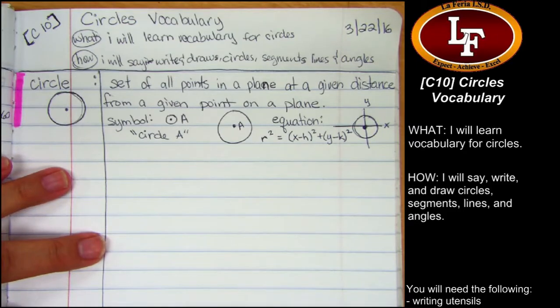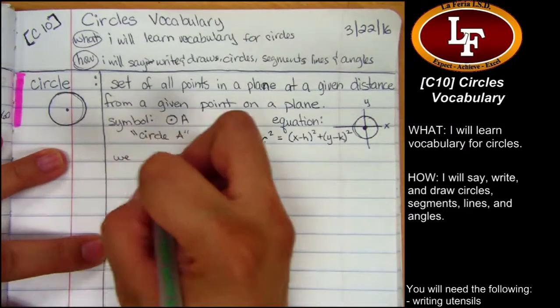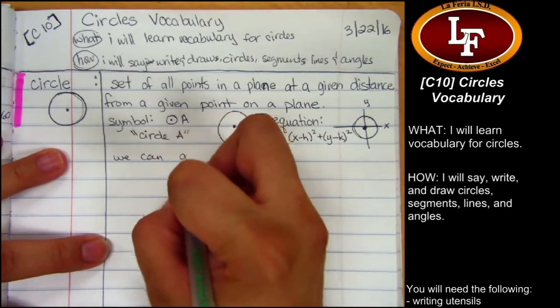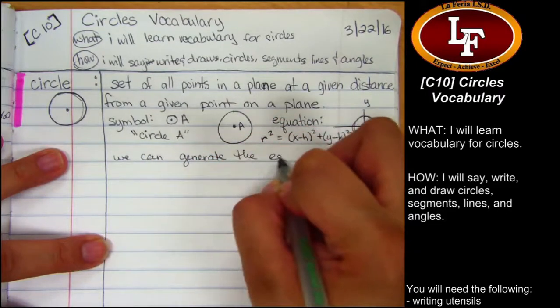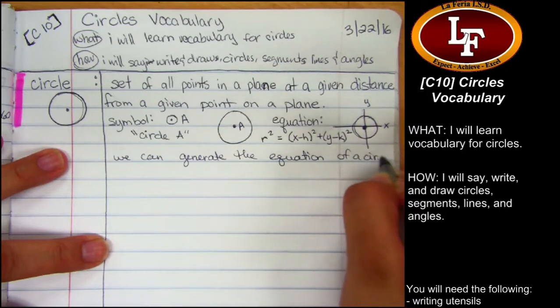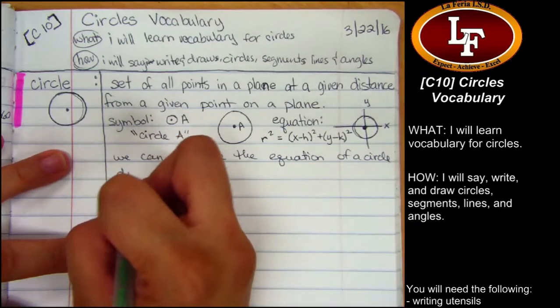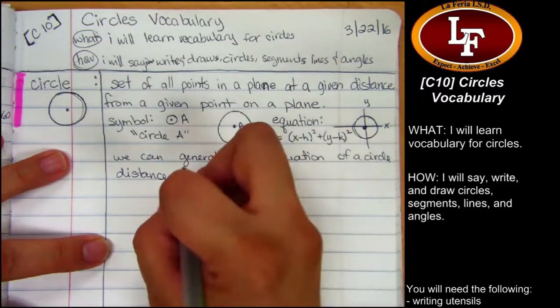But it comes from something very familiar. We can actually generate this equation. Let's write this down. We can generate the equation of a circle from nothing more than the distance formula. Oops, I forgot a word in there, didn't I?